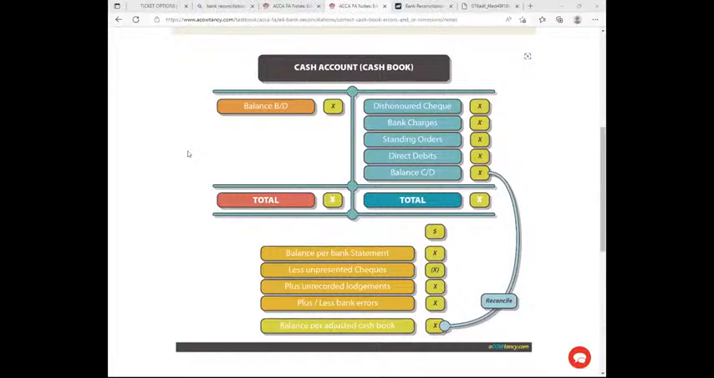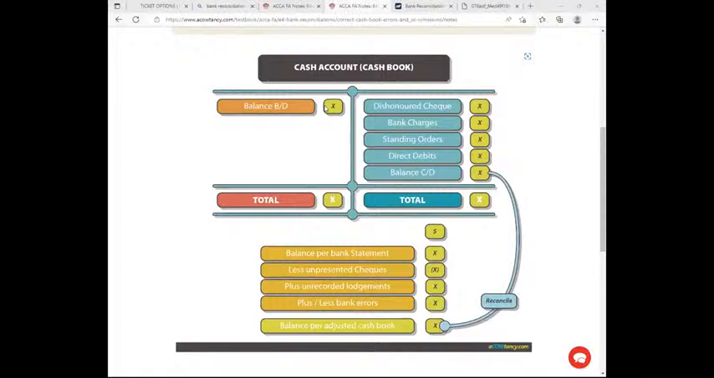I hope you are able to see there are two major things that you must always have. Whenever you talk of a bank reconciliation, you must have a cash account, what you call a cash book. Bring the balance brought down and put it there on the debit side. And then there are items here that you must always make direct adjustments for in the cash book.